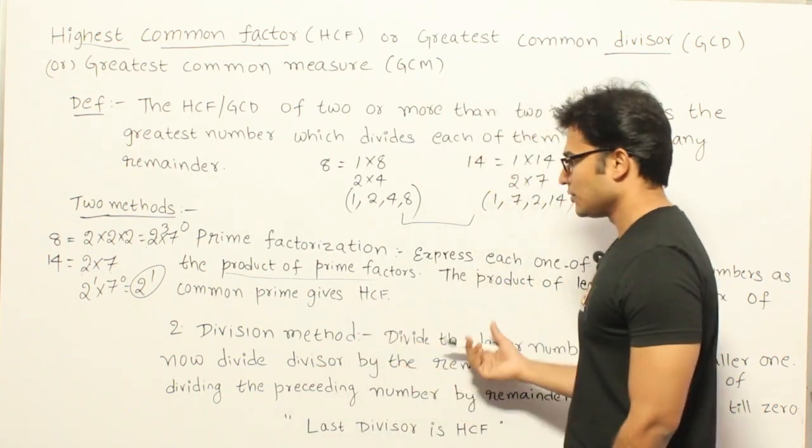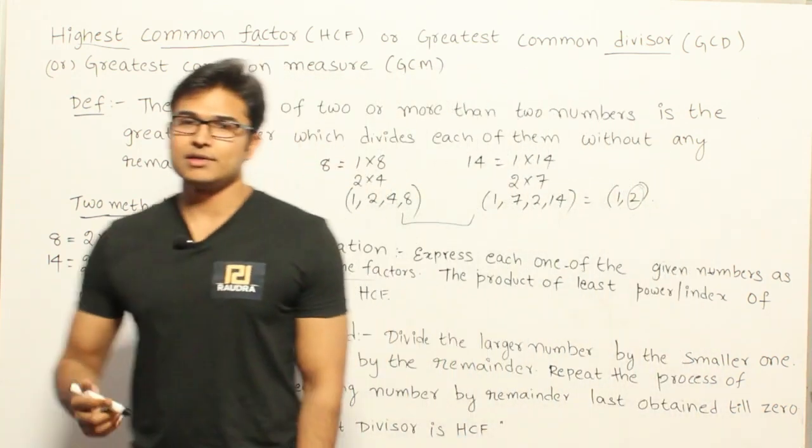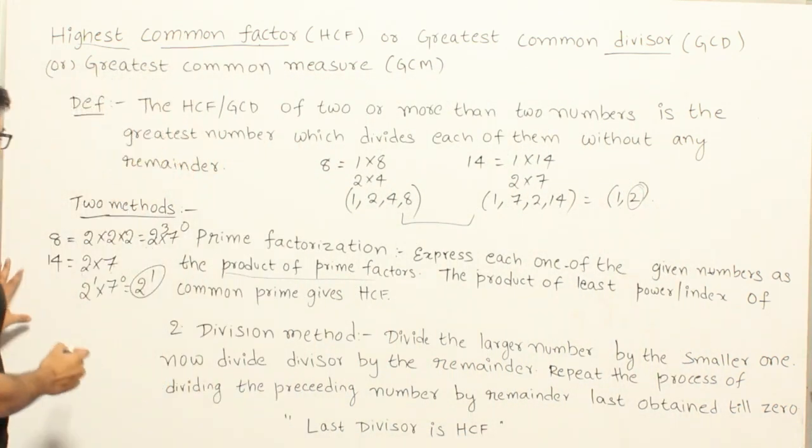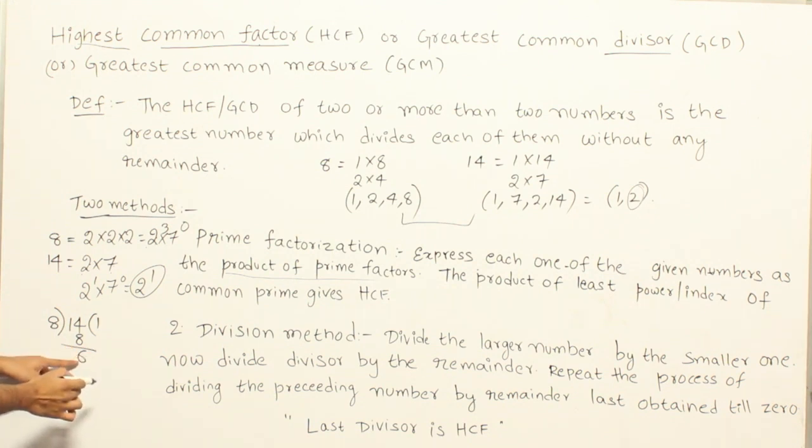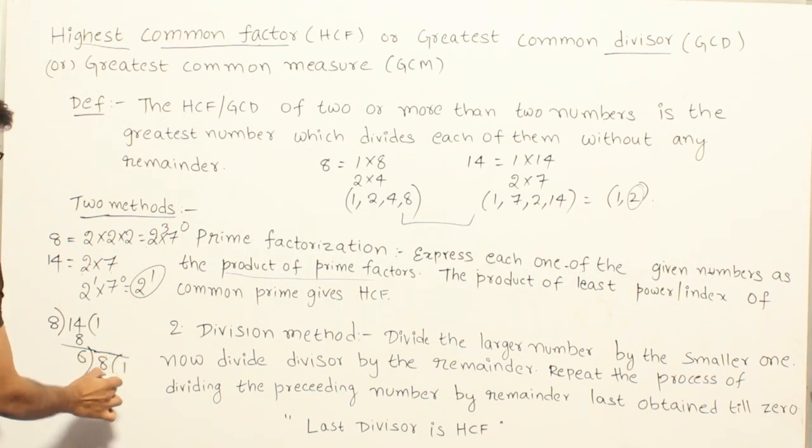Now the other method is the division method. The division method works like this. If you want to find out the GCD of 8 and 14, you take 8 and divide 14. 8 ones are 8, and now you are going to get 6 as the remainder. Now take the remainder and again divide, which means divide 8 with 6. Again 6 ones are 6, and now again you are going to get a remainder.